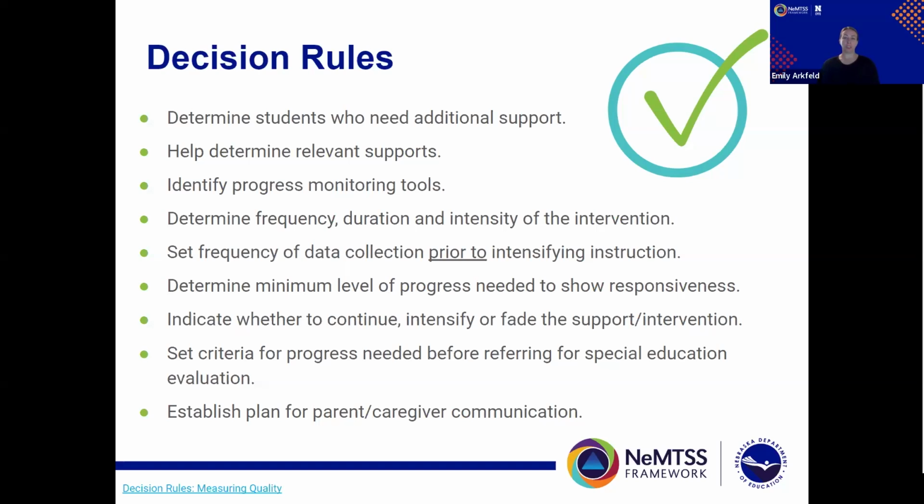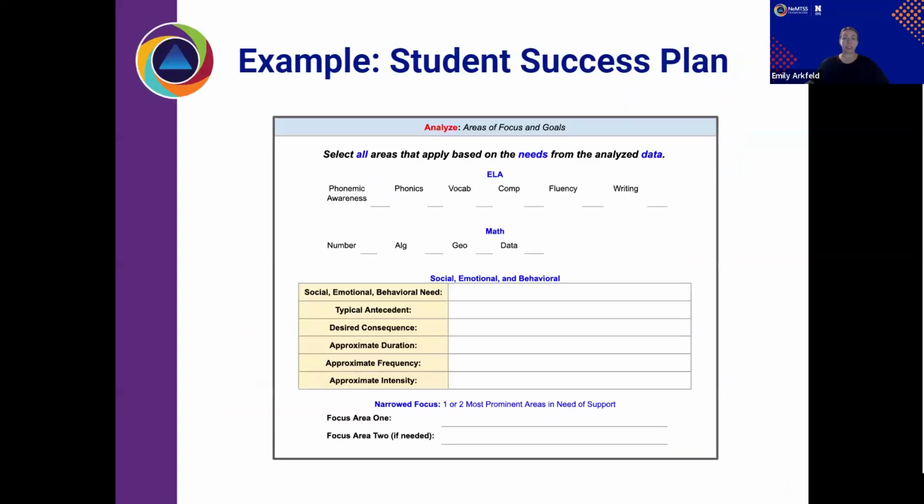It is also important to note that if they are meeting the decision rules, it doesn't necessarily mean they will automatically be put into an intervention. And vice versa, if they don't meet criteria, they could still receive intervention through nomination. Here is what the analyze section of a student success plan might look like, during which you would use the information gathered during the identify and analyze steps to narrow your focus to 1 or 2 focus or priority areas.